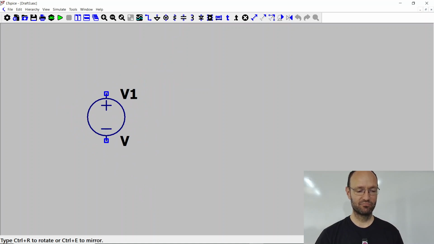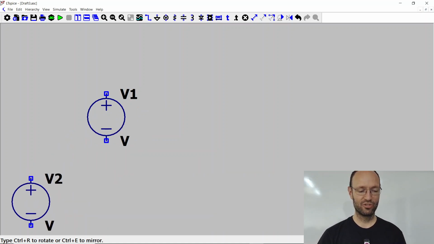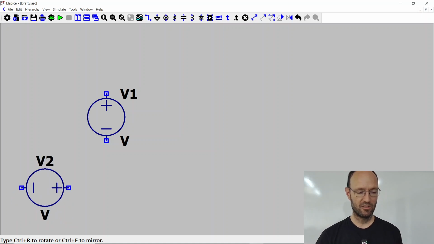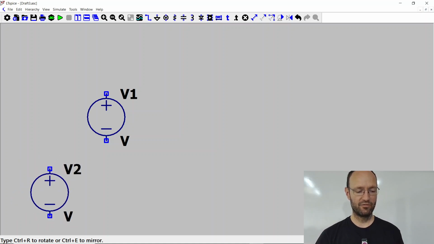And so I will click here, and you could also place the second one. If you look to the lower left button on the screen, there are also some hints. So if you press Ctrl R on the keyboard, you can rotate this like this. And if you press Ctrl E, you can mirror.